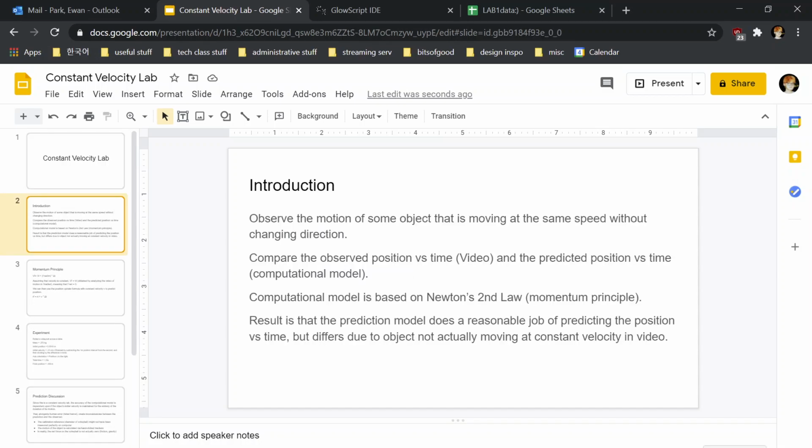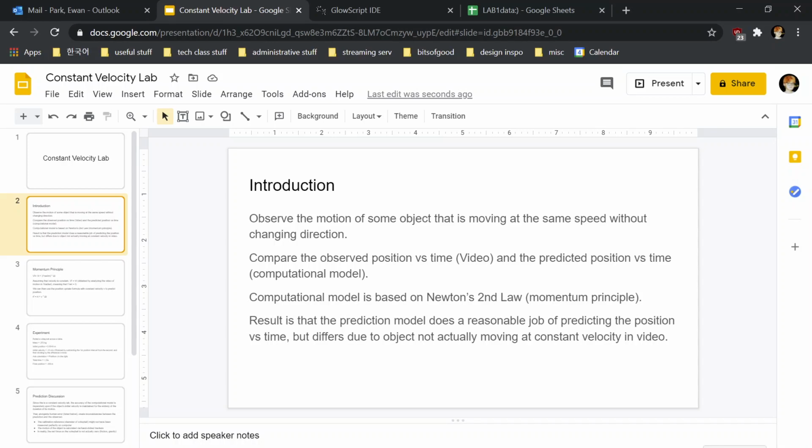Let's get started. Introduction. The first task was to observe the motion of some object that is moving at the same speed without changing direction. After that, we compare the observed position versus time, our observation, and the predicted position versus time, our prediction, aka the computational model. Our computational model is based on Newton's second law, and equivalently, the momentum principle.